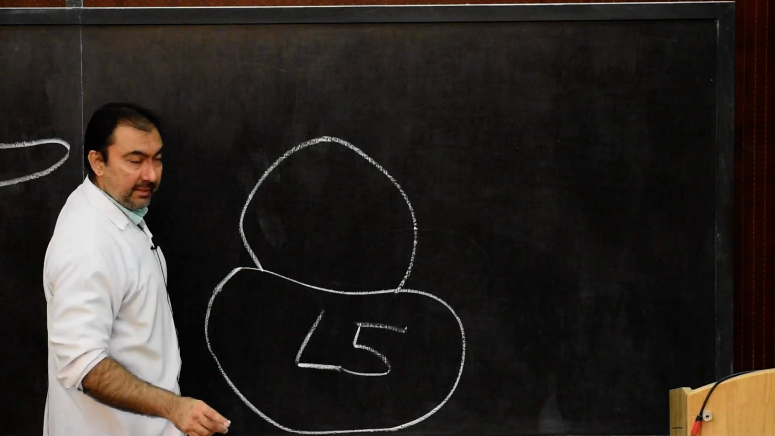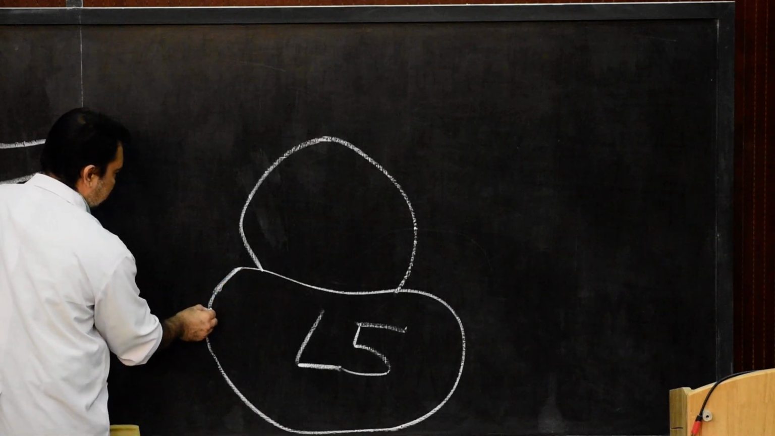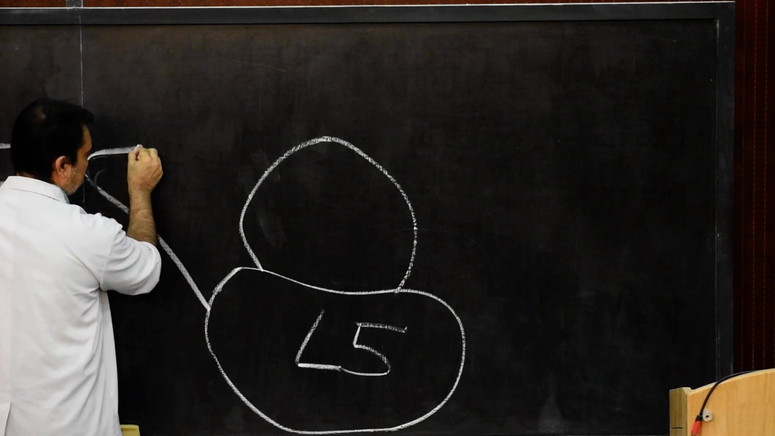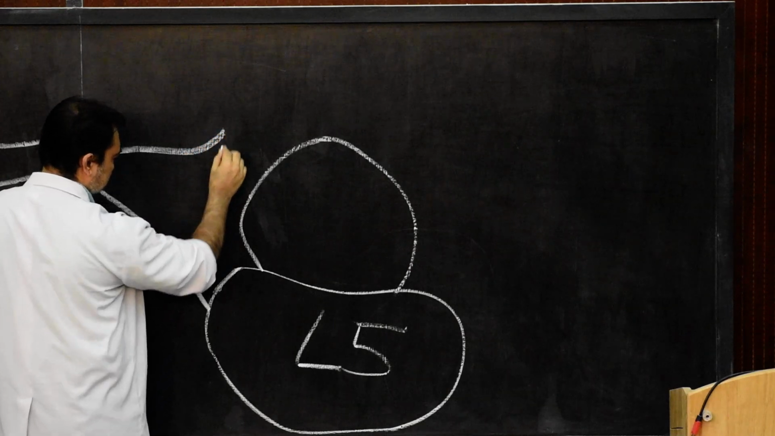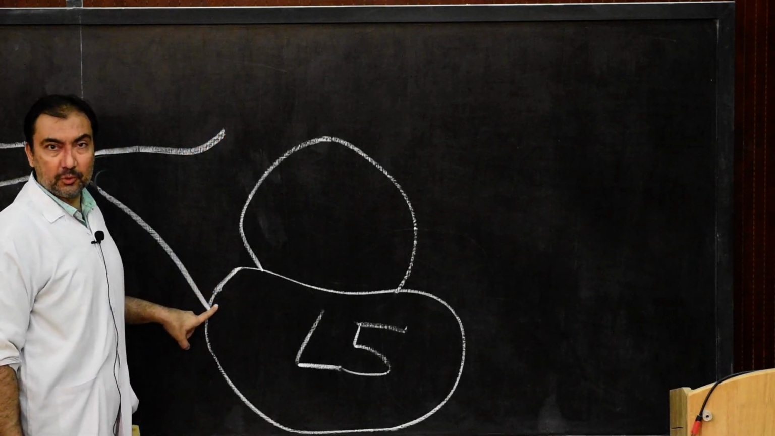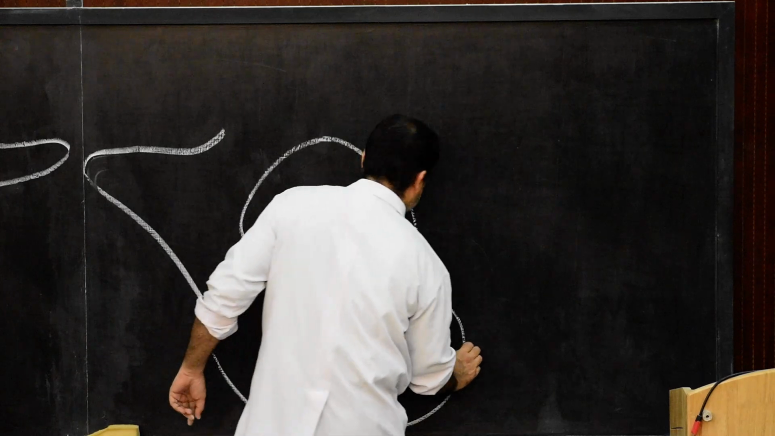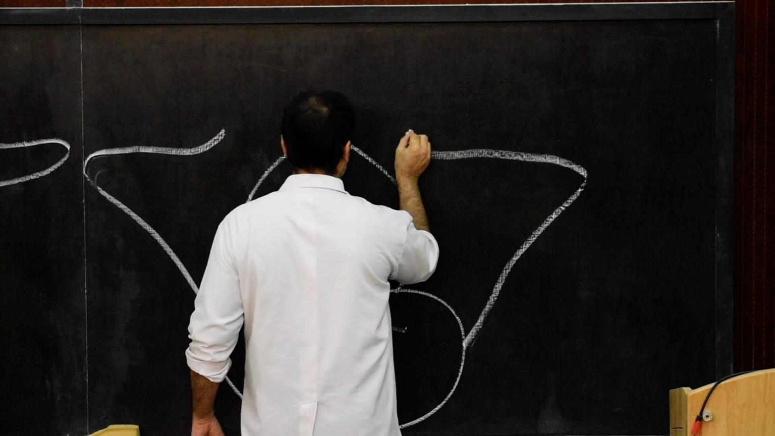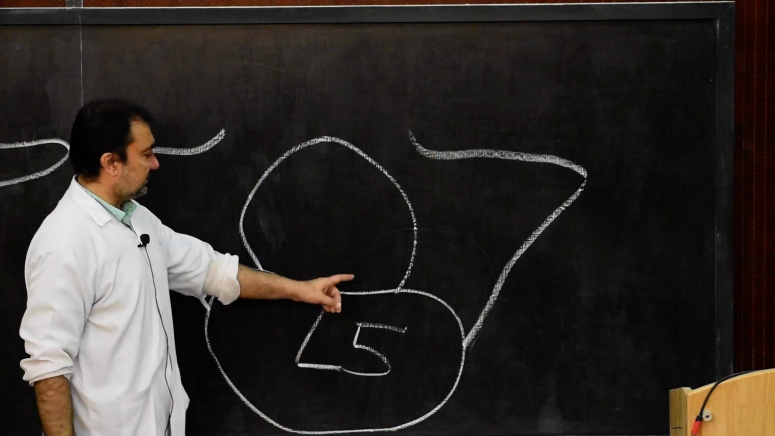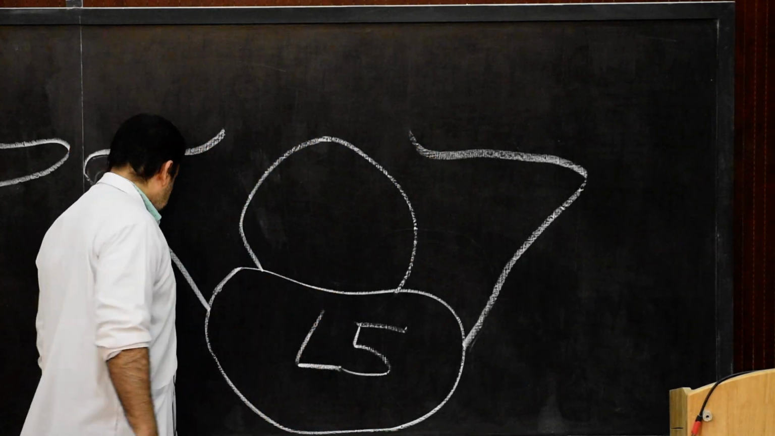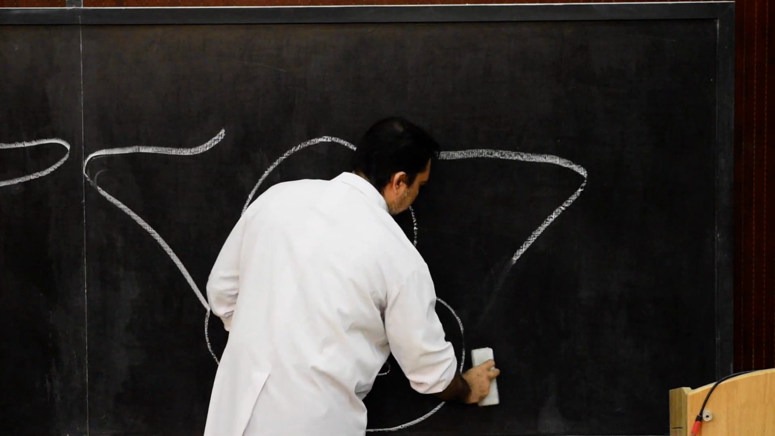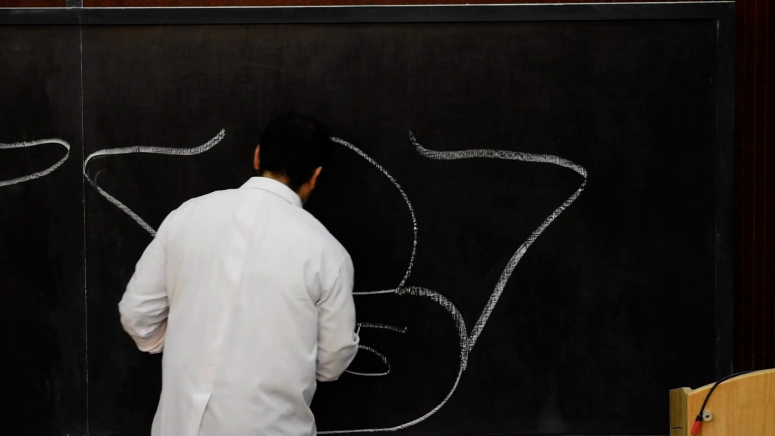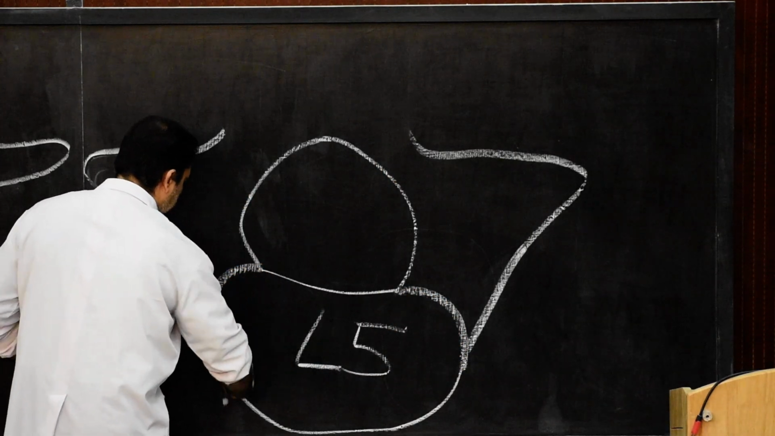Now the difference will be that the transverse process will be directed laterally and it will be attached at the side of the vertebral body on either side. This is how the transverse process will be attached. Remember, it is attached to the side of the vertebral body. So we can see that this transverse process is attached to the side of the vertebral body.